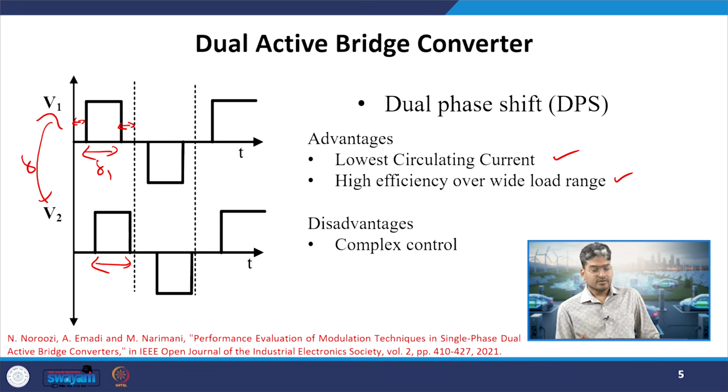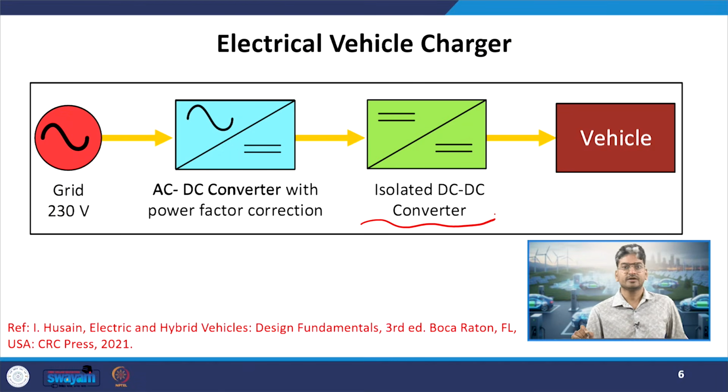Okay. So, we have other methods also, that is triple phase shift and so on. Based on the application, we can choose any one of the control techniques to have the required design parameters as per the application. So, with this we will stop our discussion on the dual active bridge or the DC to DC converters. Now, we have seen this part, DC to DC converter, till now.